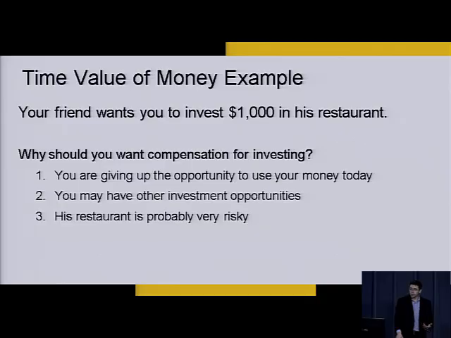All right, the last reason you would want some compensation for investing is obviously because the restaurant is extremely risky. I suppose 2 and 3 are very, very similar. So the riskier the investment, chances are the higher the return you would want. In other words, the greater the compensation you would want for investing in that restaurant. So if it was very likely that that restaurant would fail, you might demand a return well above what you could get in the stock market.